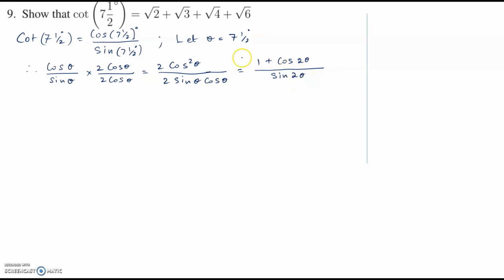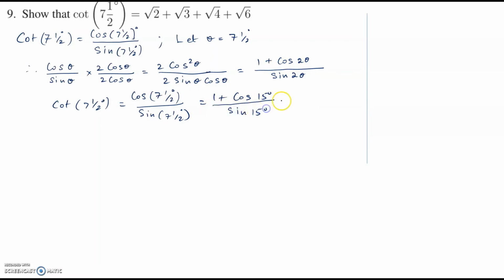Okay, so these are the double angle identities that we have used here. So 2 theta will be nothing but 7.5 into 2, which is 15 degrees. So therefore we can rewrite our cot 7.5 degrees, which is equal to cos 7.5 divided by sine 7.5 degrees, will be now equal to 1 plus cos 15 degrees divided by sine 15 degrees.